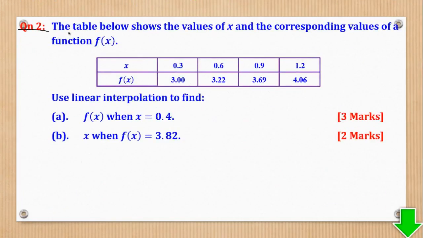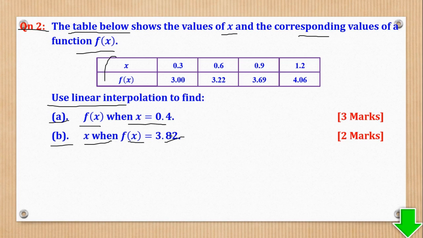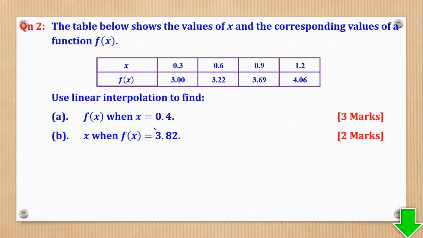Then question 2 says the table below shows the values of x and the corresponding values of a function f(x). Use linear interpolation to find, part A, f(x) when x is equal to 0.4, and part B, x when f(x) is 3.82. So we shall start with part A.